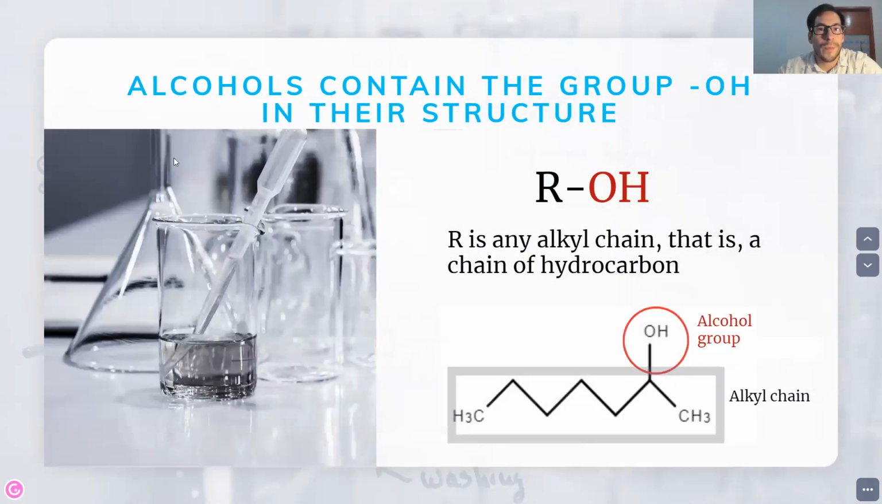Alcohols contain the group OH in their structure. As you can see here, the R represents any alkyl chain, that is a chain of hydrocarbon. And when you see the OH connected to a carbon, you have to say it's an alcohol group. So here in this drawing, in this structure, you can see inside the red circle, the alcohol group, and inside the gray square, the alkyl chain.